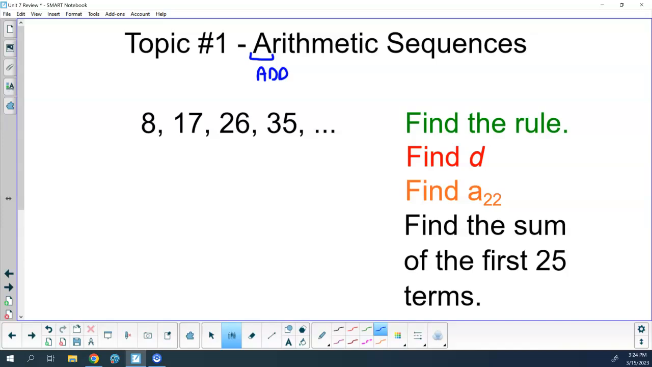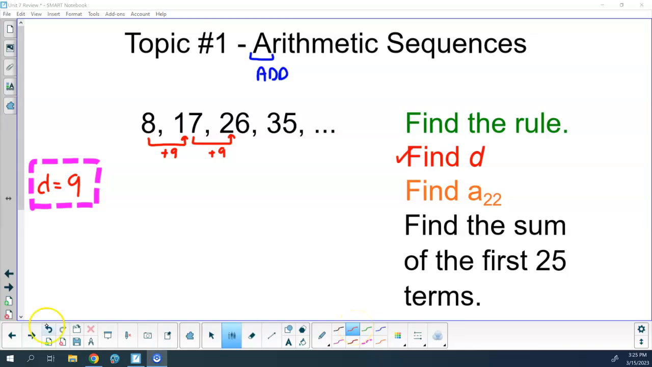So the first one is, I want you to find the rule. Well, in order to find the rule, we're first going to need to find d. So the common difference d is going to be the difference between two terms. So it takes me 9 to get to that one. It takes me 9 to get to that one. So my common difference d would be 9.